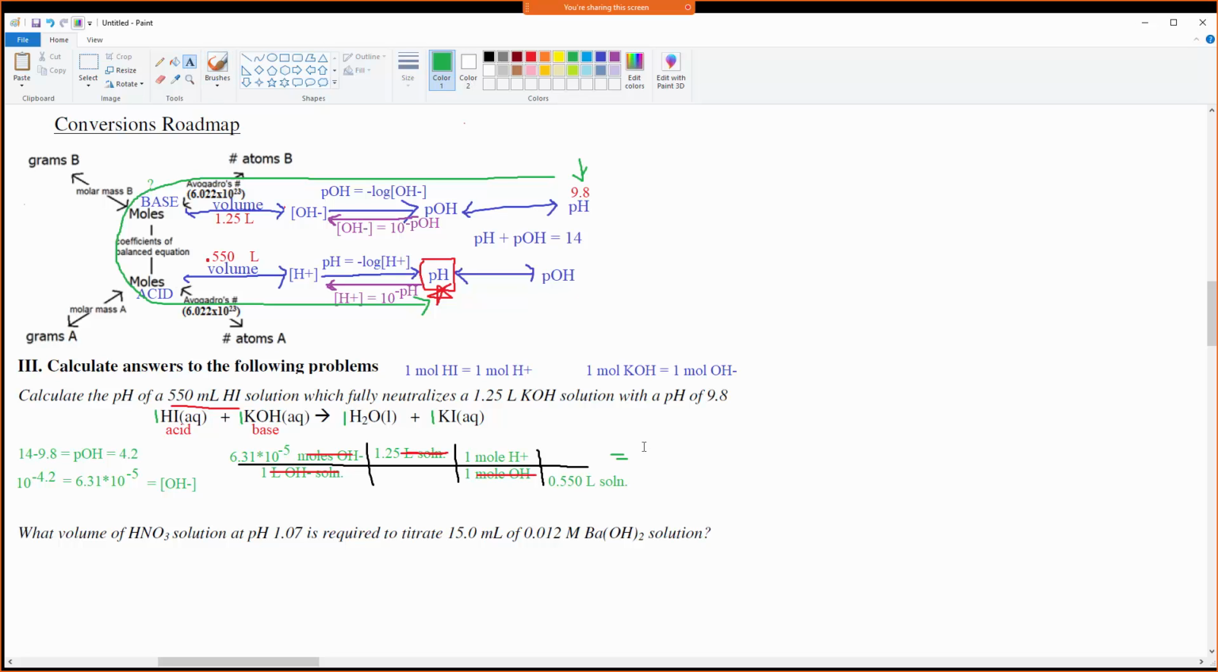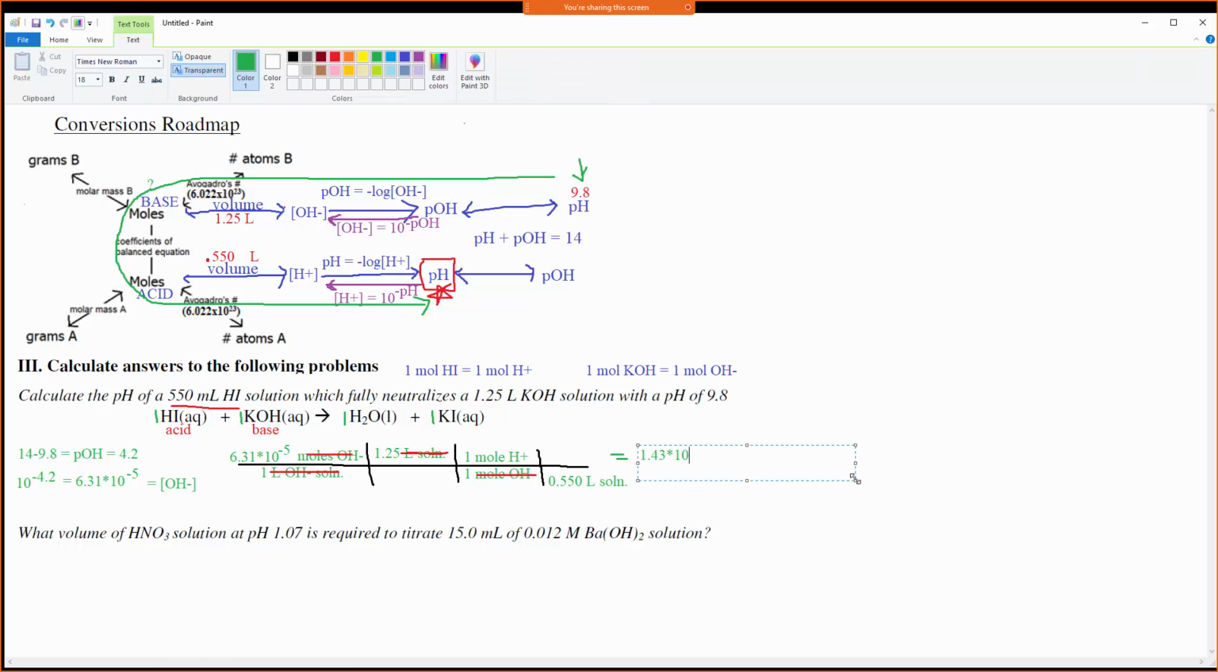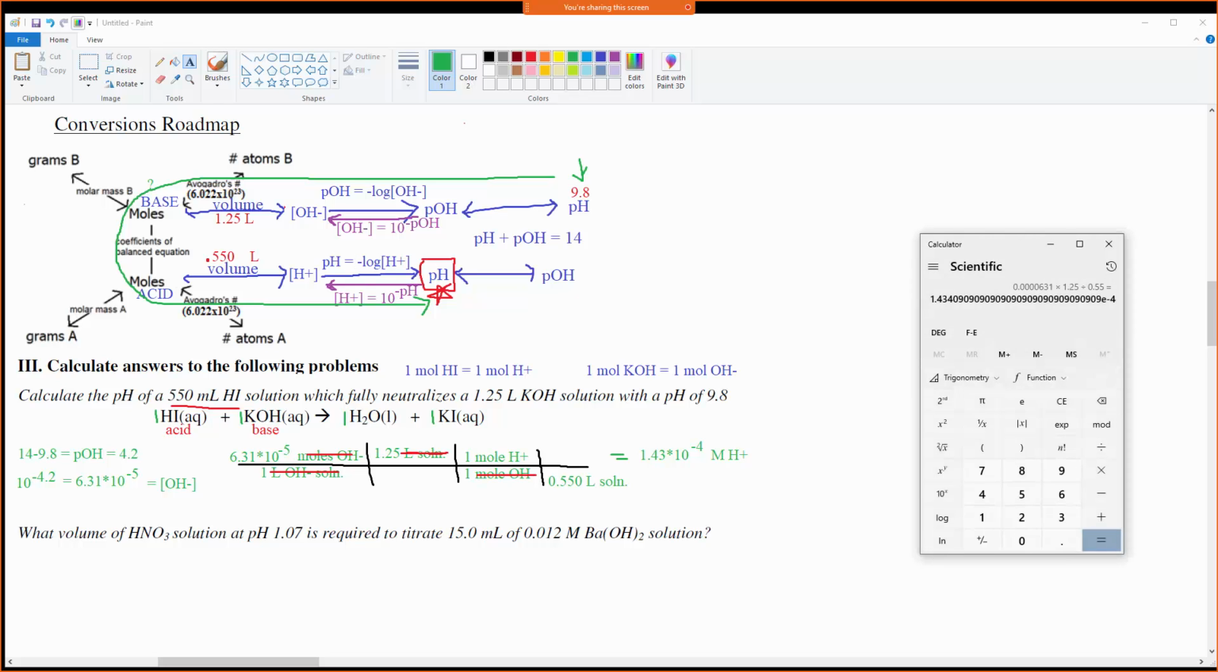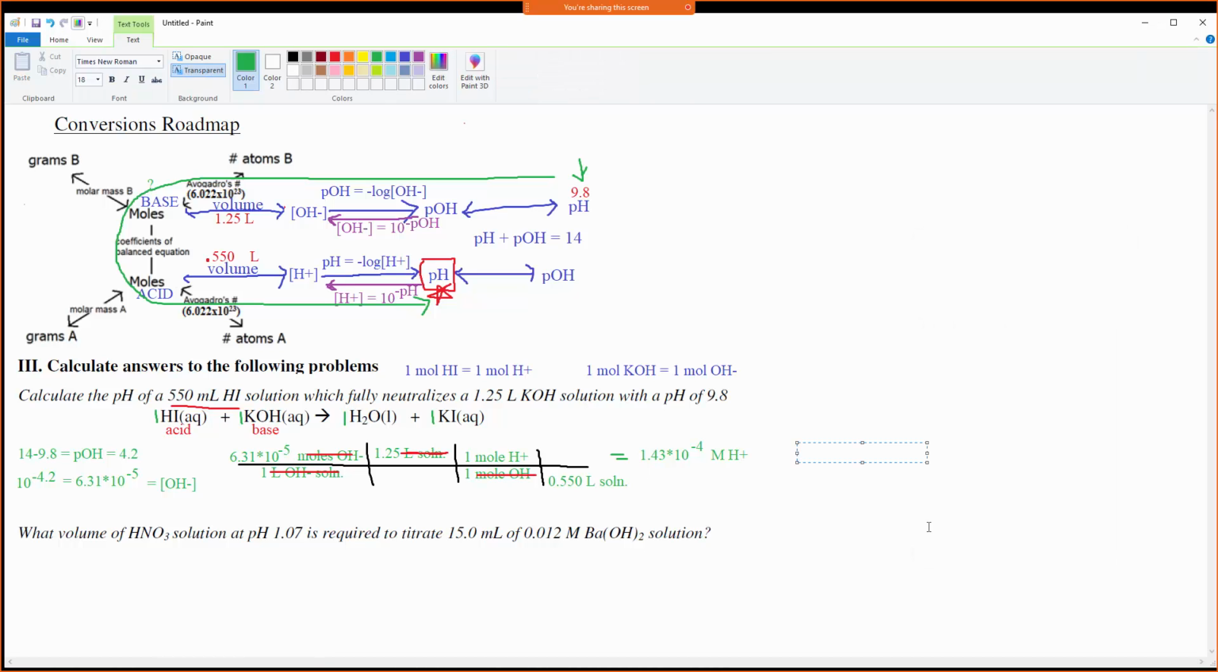Is that what you guys got? All right, and the units here, that's moles per liter. So this is my molarity of my H plus. And now, if I want to get to the pH, I'm going to take the minus log of that. So log of that, minus of that, and I get a pH of 3.84, which is what Sarah got. So minus log 1.43 times 10 to the negative 4 equals 3.84, which is my pH.